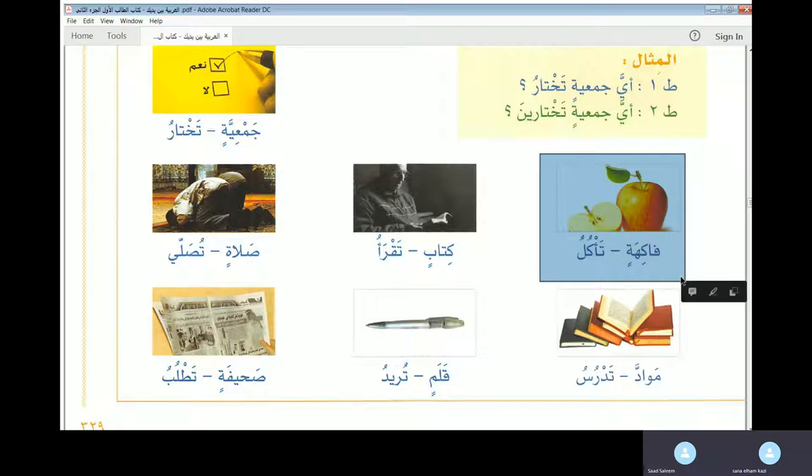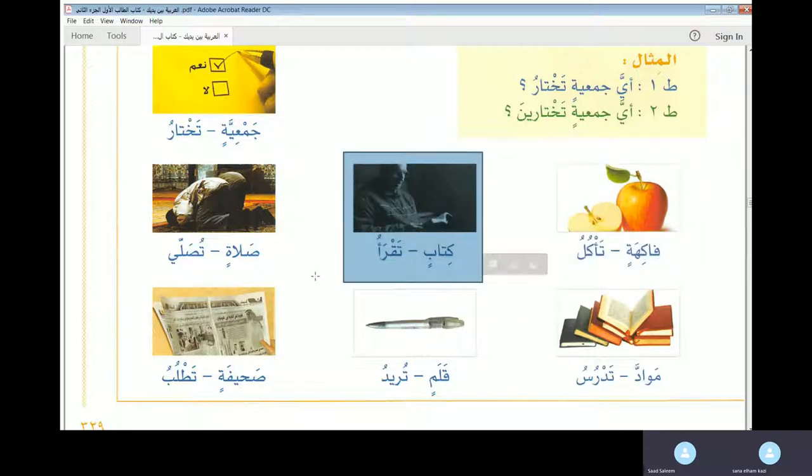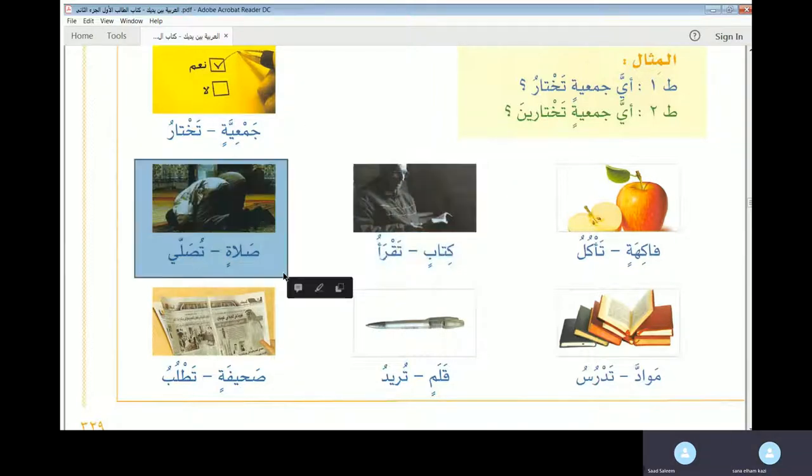Ayyi faakihatin ta'kulu? Which fruit do you eat? Ayyi faakihatin ta'kulina? Which fruit do you eat, for a female? Ayya kitabin taqra'u? Which book do you read? Ayya kitabin taqra'ina? Ayya salatin tusalli? Which prayer do you pray? Ayya salatin tusallina?